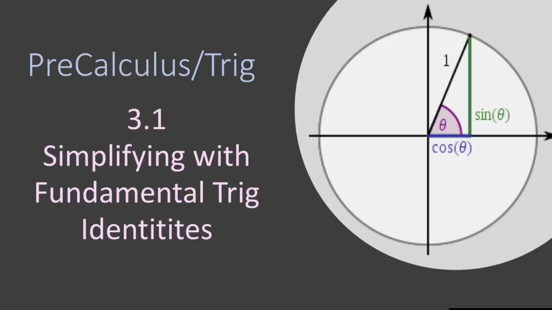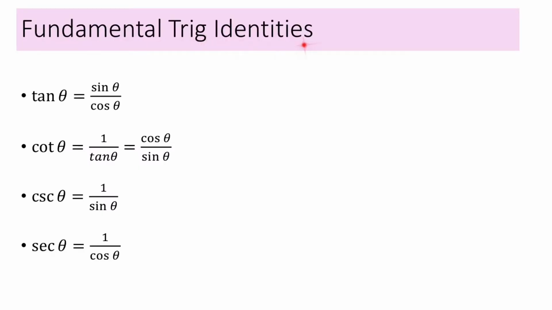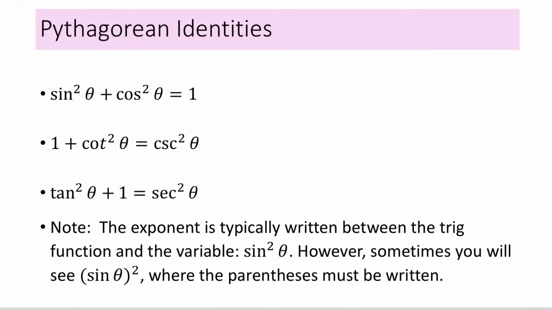Welcome to Pre-Calculus Trig, Section 3.1 on simplifying with fundamental trig identities. The fundamental trig identities that we're going to be using to simplify trig expressions are the ones that we've already used before. So the tangent is the sine over the cosine, the cotangent is the reciprocal of the tangent or the cosine over the sine, the cosecant is the reciprocal of the sine, and the secant is the reciprocal of the cosine. The other fundamental identities which we're going to use in this section are the Pythagorean identities.